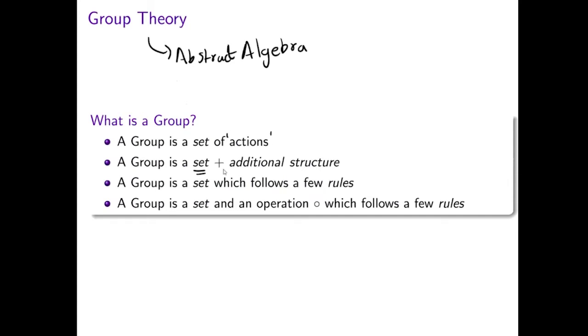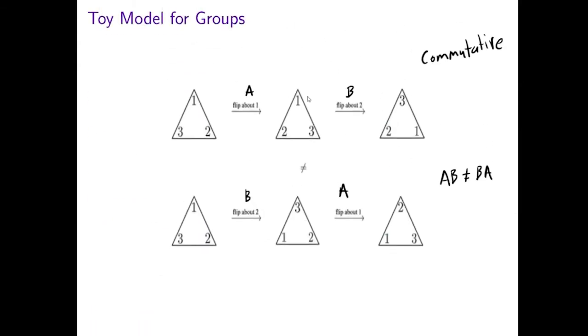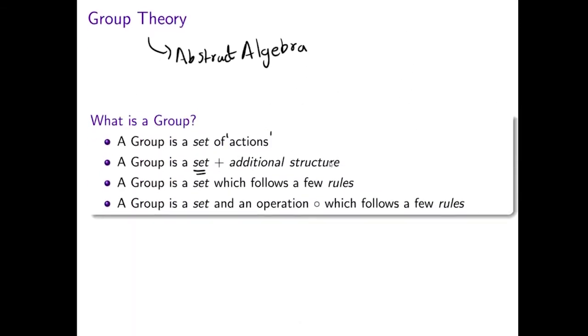Or you can say a group is a set with this additional structure of non-commutativity and closure, a sense of completeness. Or you can say a group is a set which follows a few additional rules, and I mean additional structure, additional rules, nearly the same wording.